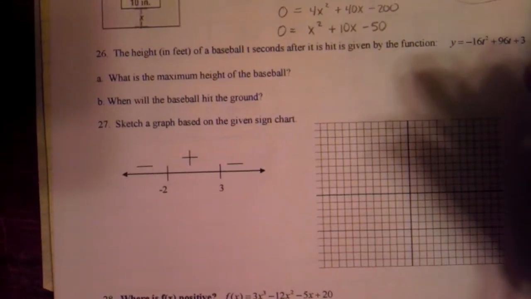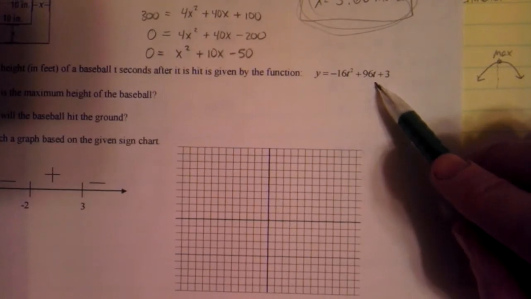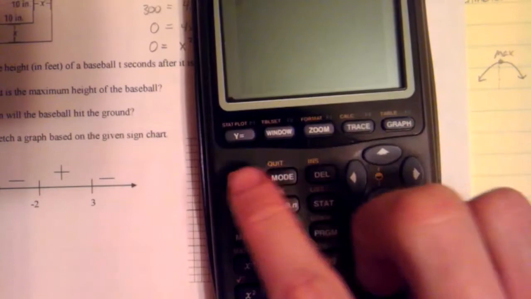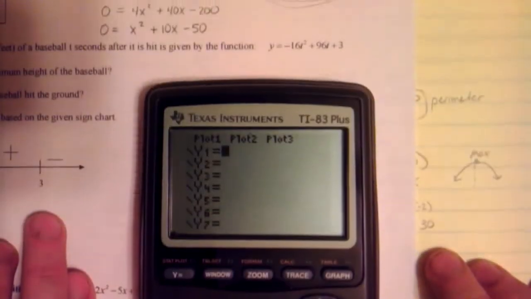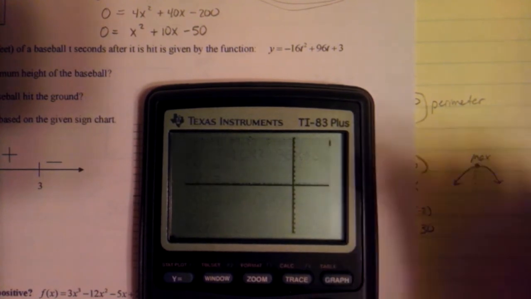Alright, a couple more problems here. The height in feet of a baseball t seconds after it is hit is given by the function right here. What is the maximum height? So we had a problem like this earlier. I'm going to go ahead and graph it. So y equals negative 16x squared plus 96x plus 3. Graph.